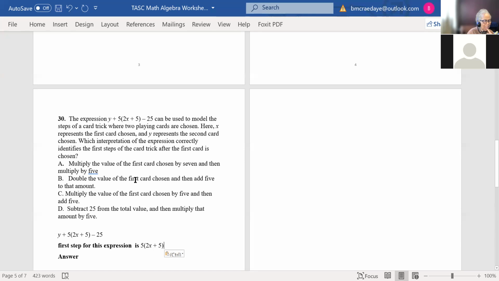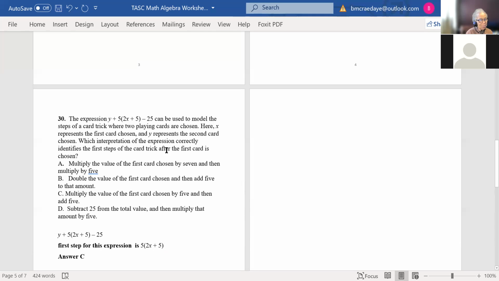Double the value of the first card and then add 5. That's B, because that's what's going on here, right? It says after the first card is chosen, the first card chosen is X, right? So you're going to double that value. That's 2 times X. And then you're going to add 5. So the answer is C.